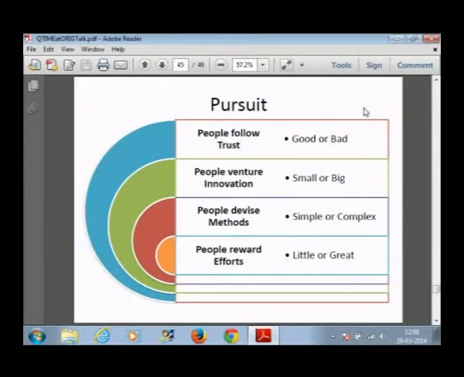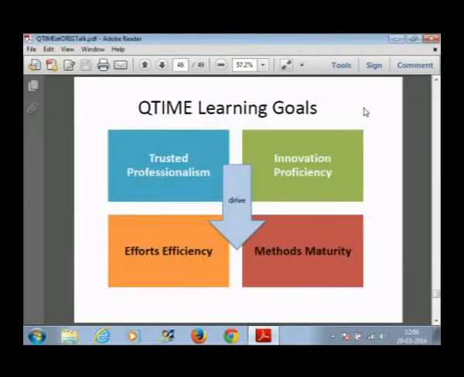And we should also remember, people reward efforts. Whether a little effort is put in to achieve great results, or a lot of effort is put in to achieve something, it is still to be rewarded. So once you recognize the facts that people follow trust, people venture innovation, people devise methods consistently, continuously, and people reward efforts, we achieve a transformation. That's why QTIME learning is here.